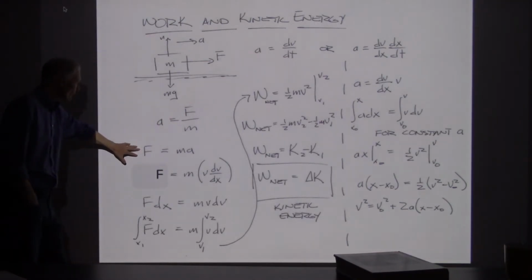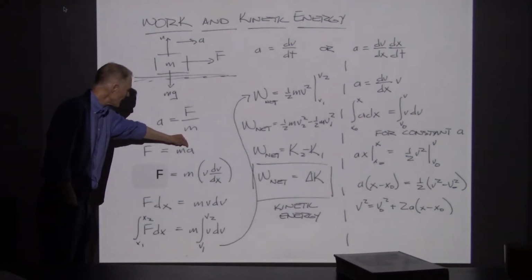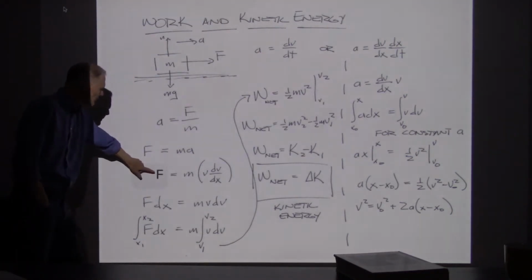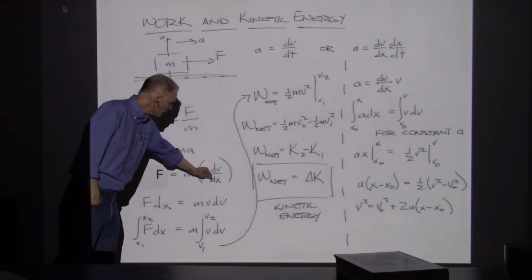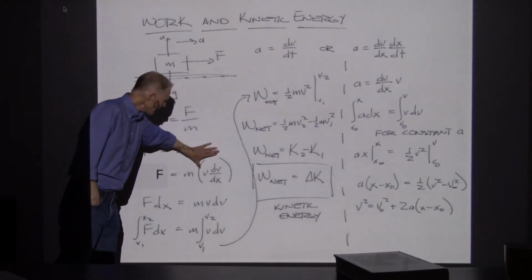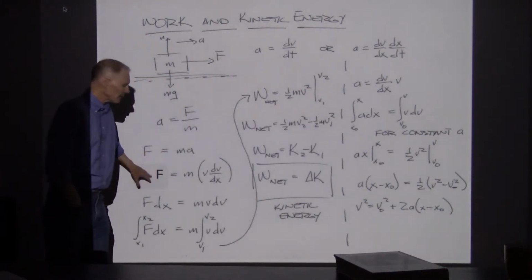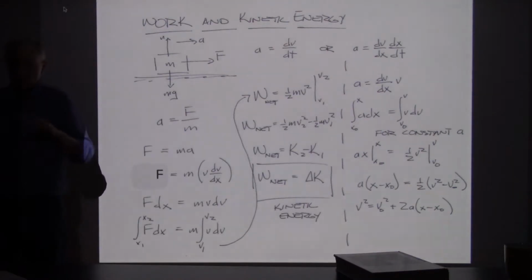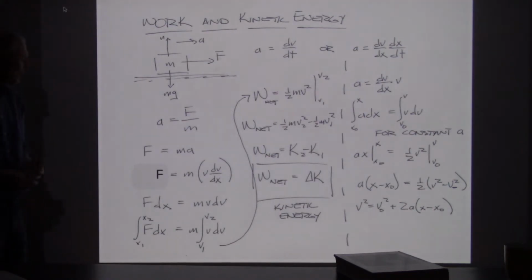So the force then could be written as equal to m times a, and that says that the force could be set equal to m times v dv/dx. So this is what's happening in terms of motion, and this is the force being applied. So we're relating the force to the changes in motion that will occur as a result of that force.